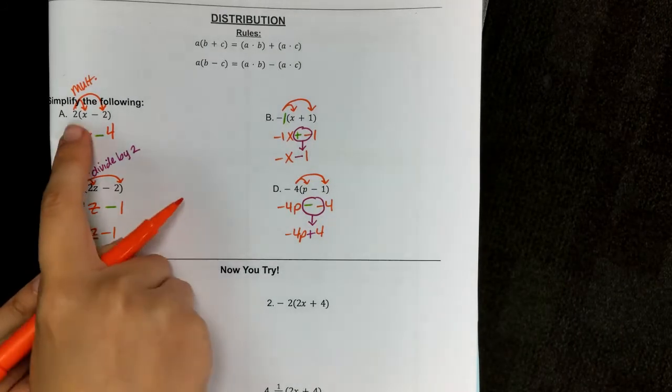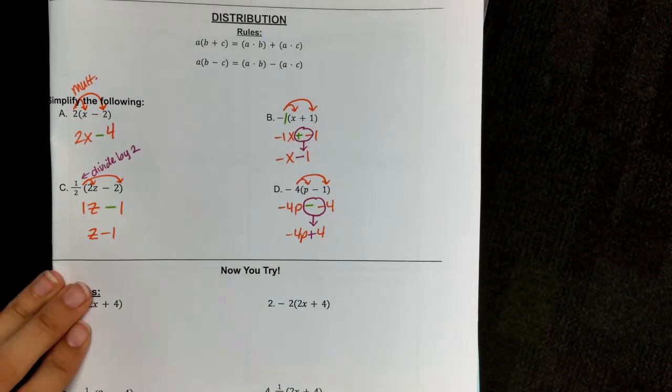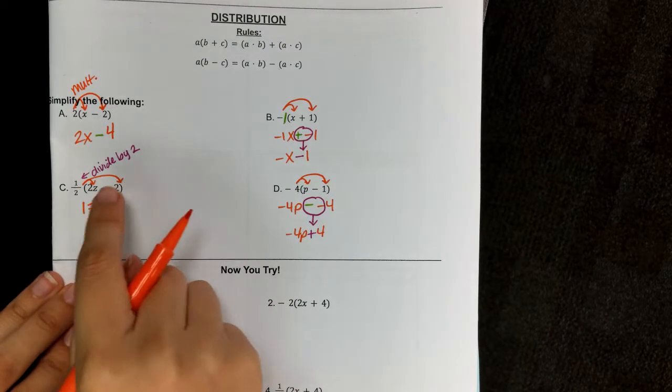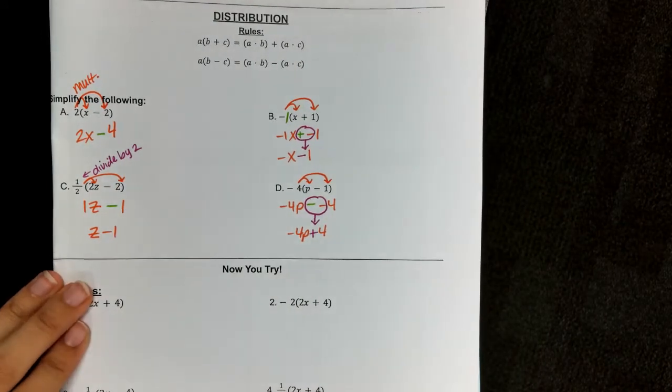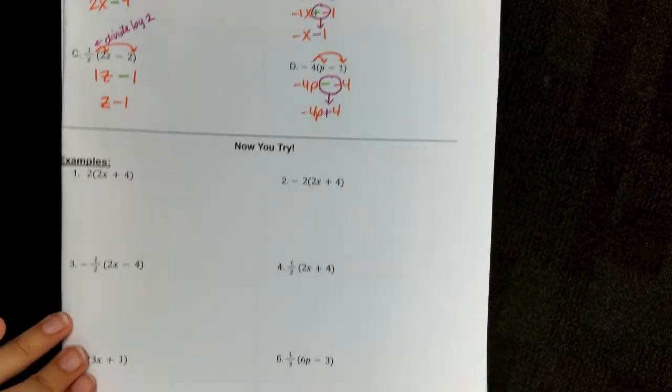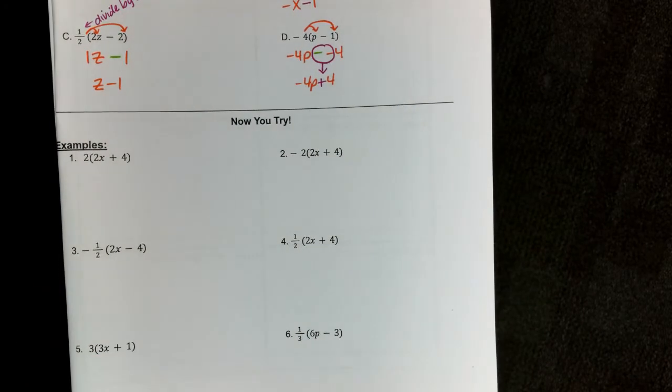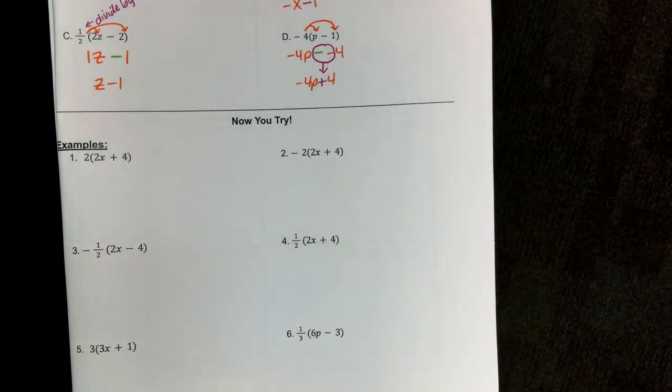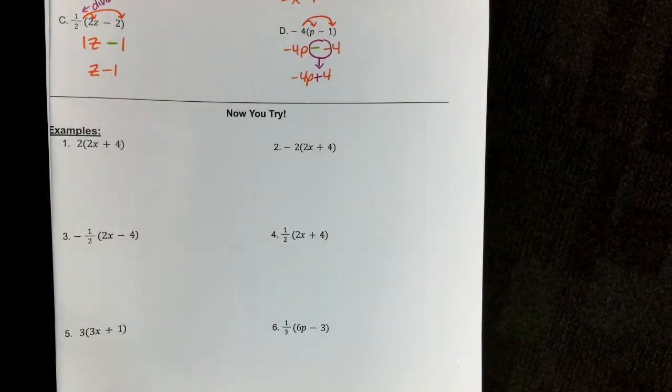So that's all distribution is. It's just multiplying the outside number to each number inside. Or, if it's a fraction, dividing by that number for each number inside the parentheses. So, similar to the last set of notes, I suggest pausing the video, trying this on your own, then coming back to check it. So I assumed you paused it, hopefully. So we're going to go through these examples.